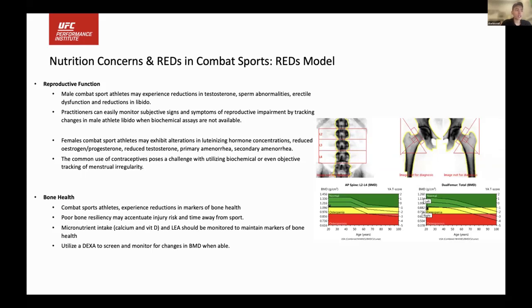So when able, utilize a DEXA to both screen but also monitor changes in bone mineral density. Here's just a nice example of an athlete that we had that exhibited osteopenia.